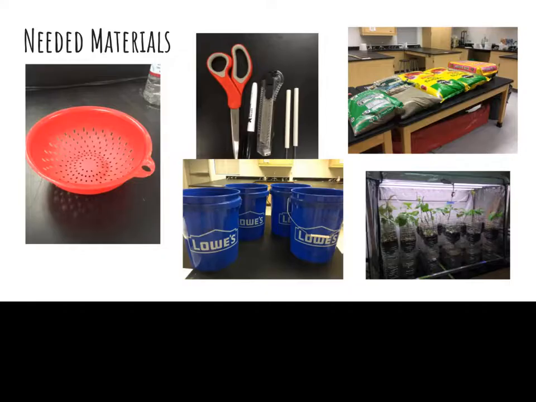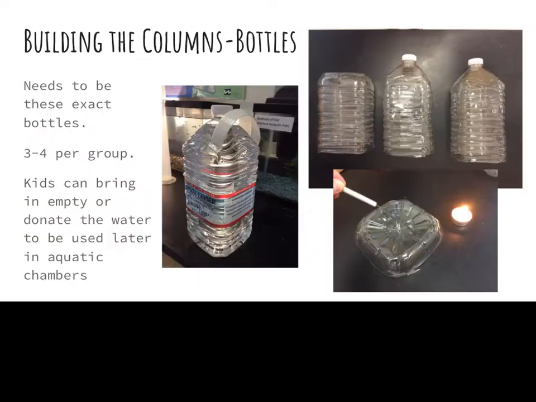So let's go over some of the basic materials that are needed for the initial build process. You will need a colander to rinse gravel, and buckets to collect donated water, if you choose to do this one. This one is optional depending on how you gather your water. You need cutting supplies for the students, and you need sand, gravel, and potting soil, and you need a light source of some kind, and we'll go over all of these.